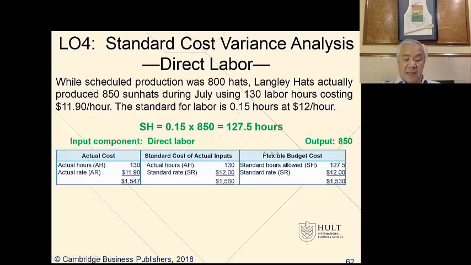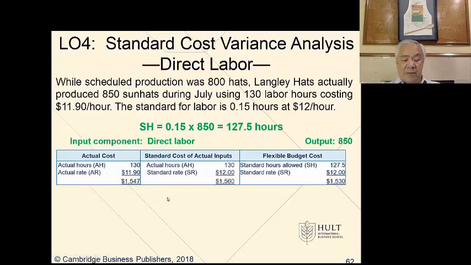So now we look at the layout just like we did for materials. Actual cost is actual hours times actual rate. That means it's actual: 130 times 11.9 is 1,547. Go to the far right, it's the standard hours, which is what we just derived, 127.5, because we're flexing. And then we have a standard rate of $12 an hour. So it should have cost us 1,530. It actually costs us 1,547. So overall, we know we have an unfavorable variance there too.